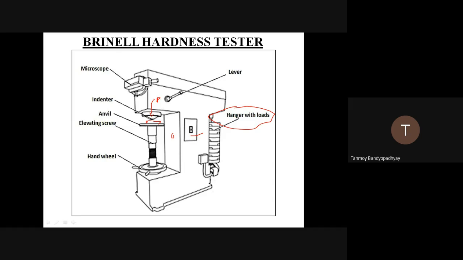The microscope is here itself, so directly. As I had told you, sometimes this microscope is integrated in the machine, and sometimes it comes as a separate arrangement, as in our lab. So you can take out the specimen, and then using the Brinell microscope, you can measure the indentation impression diameter. Okay, sir.